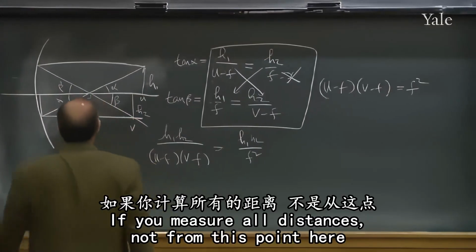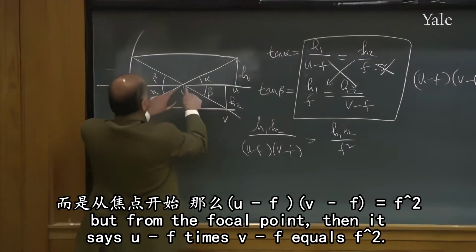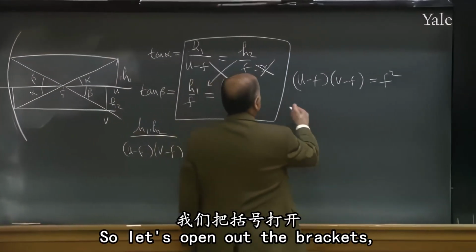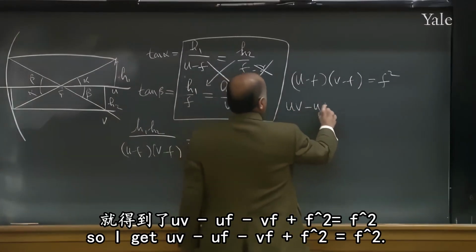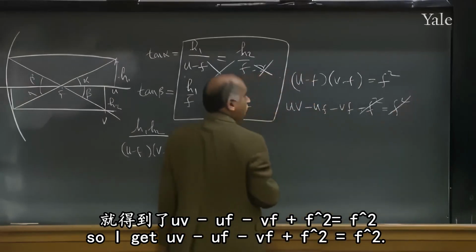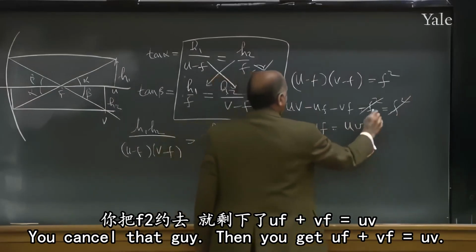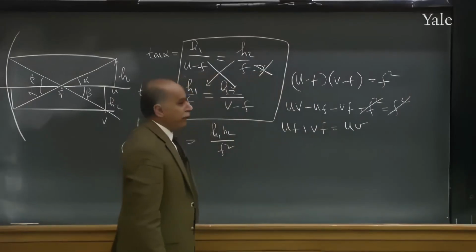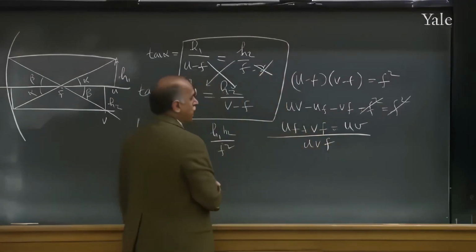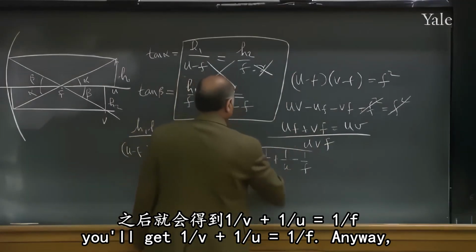If you measure all distances, not from this point here, but from the focal point, then it says u minus f times v minus f will be f squared. But let's make contact with what we all know. So let's open out the brackets. So I get uv minus uf minus vf plus f squared. So f squared, you cancel that guy. Then you get uf plus vf equal to uv. Now divide everything by uvf. If you divide everything by uvf, you'll get 1 over v plus 1 over u equals 1 over f.